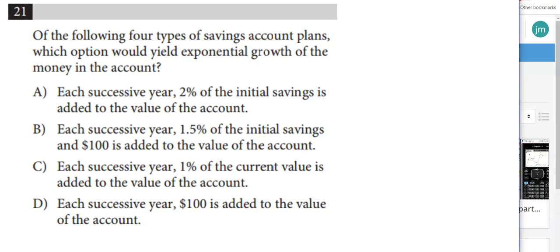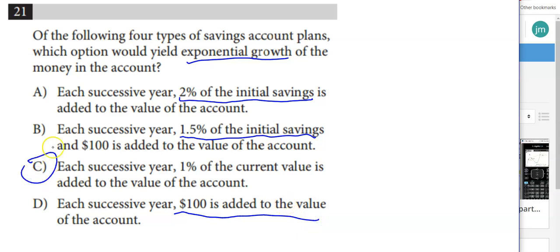Let's close with the PSAT problem. Go to stop and try it. Which would yield exponential growth? 2% of the initial savings is going to be, if you put $100 in, $2 every year. That's the same amount. This would be $1.50 every year if you put in $100. This is adding the same amount every year.